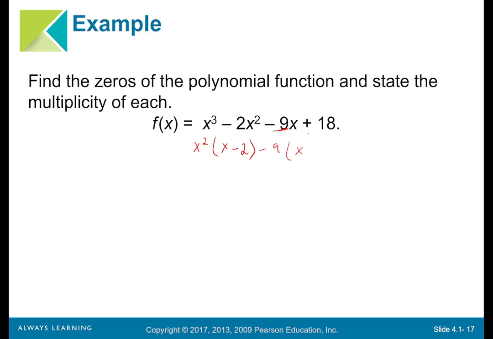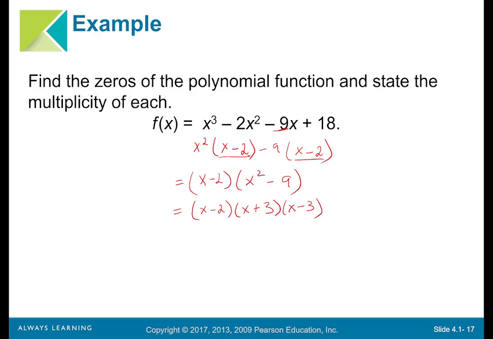And then if I factor out a minus 9 from the plus 18, I'm doing the plus 18 divided by minus 9. That gives me a minus 2. Notice how this minus 2 term repeats. That's exactly what we wanted here. So now we have x minus 2 factored out, and I'm left with an x squared and a minus 9 term here. Well, that x squared minus 9 can be factored again into x plus 3 and x minus 3.